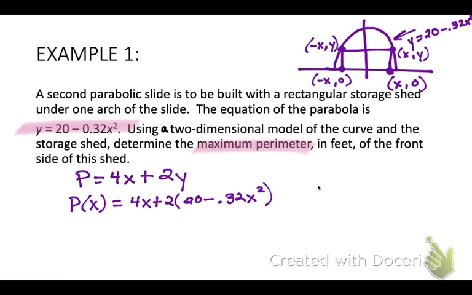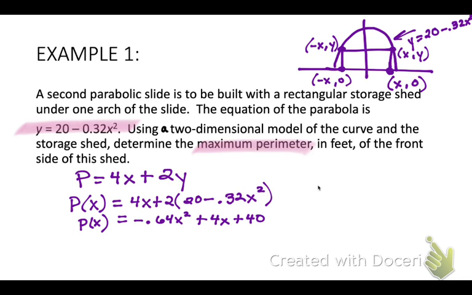All right, I'm going to cheat. I'll tell you what that is when we simplify it out. It's 0.64 x squared plus 4x plus 40 is our function in terms of x. Okay, so there's our perimeter of our rectangle in terms of just x variables.